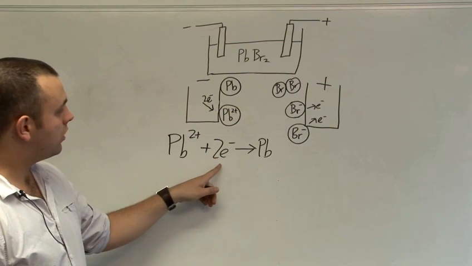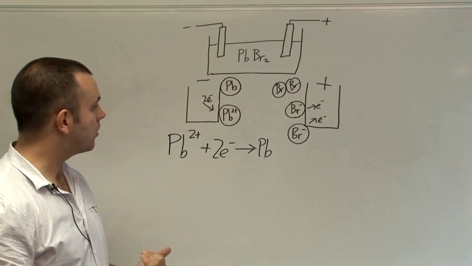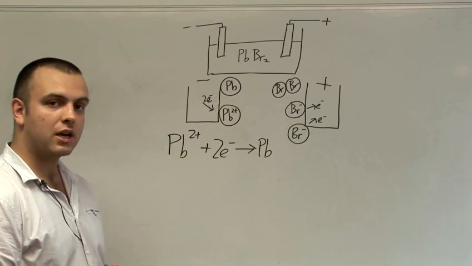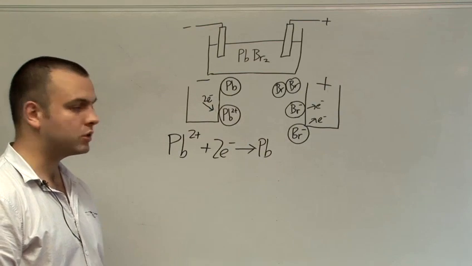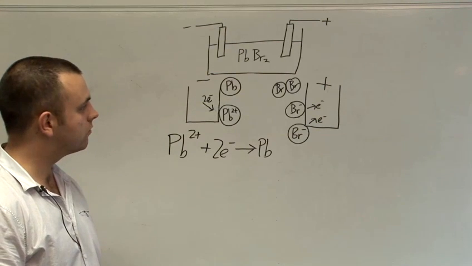Now, the reason we need 2 electrons here is because the ion has a charge of +2. So whenever you're dealing with an ion which has a charge of greater than 1 or -1, you need to balance it by putting in the correct number of electrons.